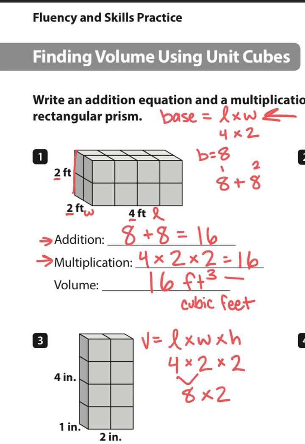The reasoning behind that 3, I'm going to do that in blue actually. The reason why we have that 3 there is because we're multiplying by 3 dimensions. We have a length, a width, and a height. So it's feet, we're still measuring with feet, but we're using cubic feet. We're multiplying by 3 dimensions, so that's why we have the little exponent of 3 behind feet.